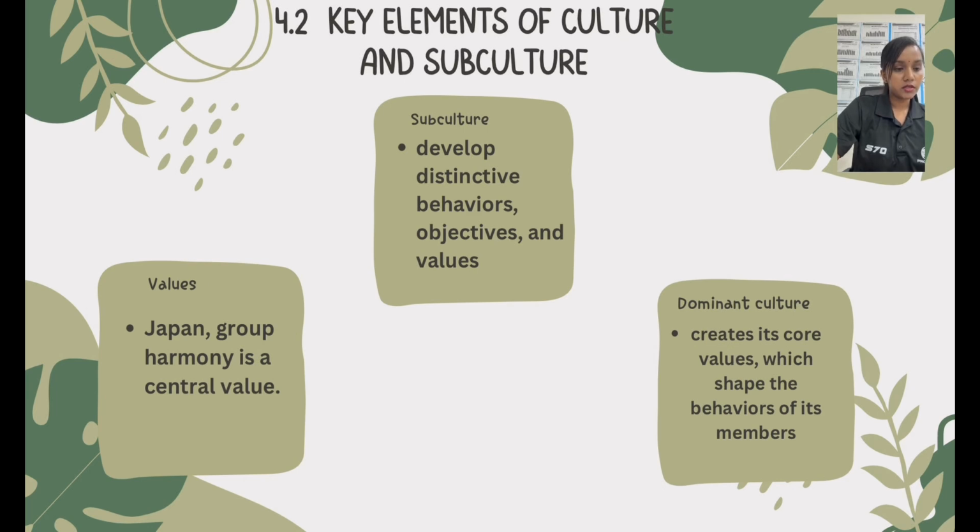Second one is subculture. A subculture is a group of people who share a set of secondary values. People in a subculture are part of the larger culture but also share a specific identity. Subcultures are often created when workers feel the need to develop distinctive behaviors, objectives and values to fulfill a particular task. Third one is dominant culture. The dominant culture of an organization creates its core values which shape the behavior of its members.